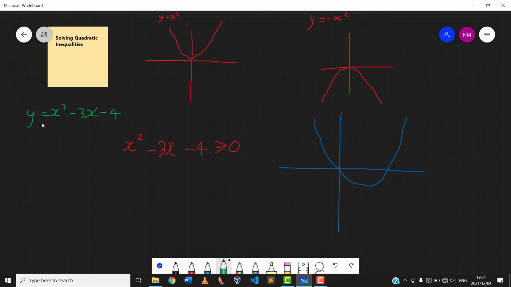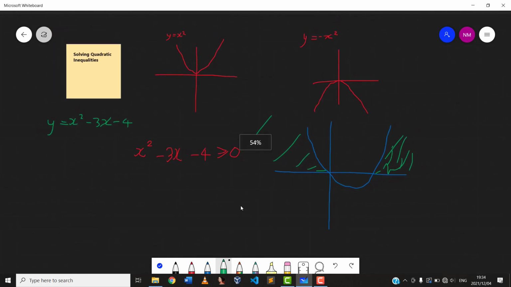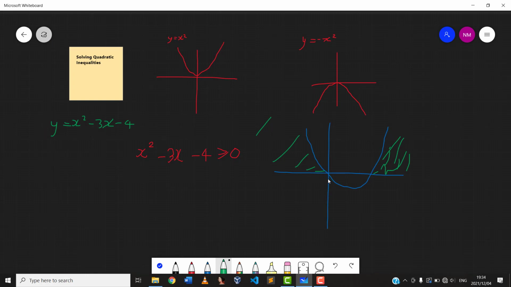Now you want to see where y is greater than or equal to 0. So where is y greater than or equal to 0? It's basically in this area here, right? That's the only part of the graph where y is not less than 0. Now, you'd want to try find the roots of the graph, because that's where this y greater than or equal to 0 starts.